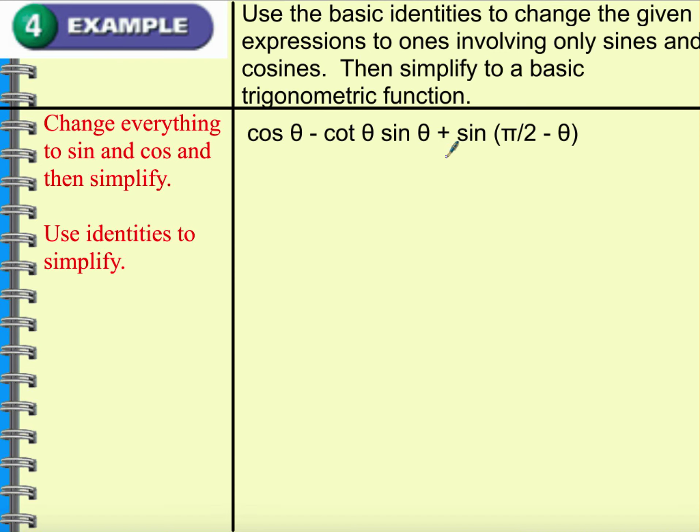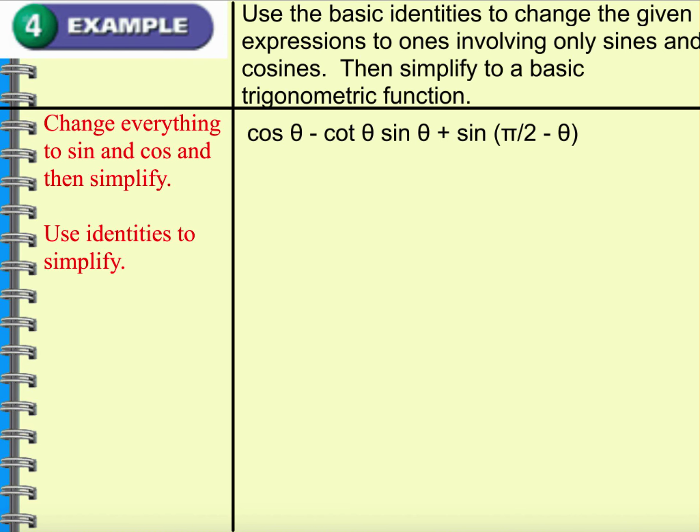So let's try this one. Example number 4 asks us to use our basic identities to change the given expression to one that involves only sines and cosines. Ooh, my favorite strategy. Then simplify to a basic trigonometric function. Okay, so just like what we've been doing, just with a lot more words in our directions. So let's follow the rules.